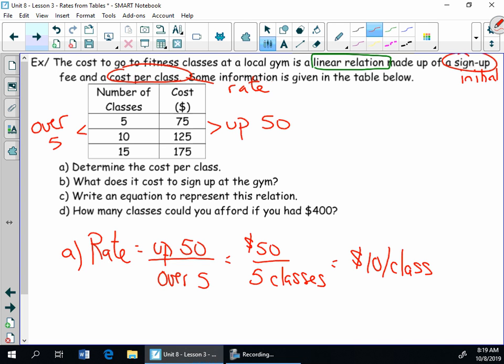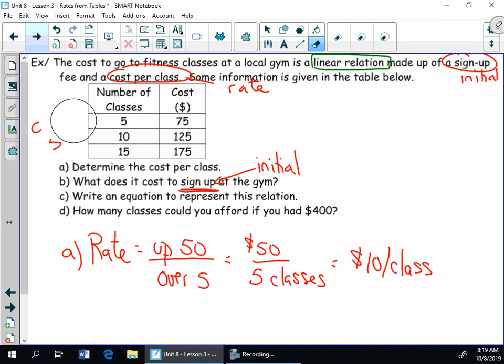Okay, what does it cost to sign up at the gym? Oh, what's it asking for here? It's asking for the initial. So I've got to find, when I take no classes, how much does it cost? Well, if you notice, I didn't give you 0 this time. Well, we can figure it out, can't we? Isn't there a pattern to this table? The table goes up 5, up 5, up 5. That would be 0 classes.